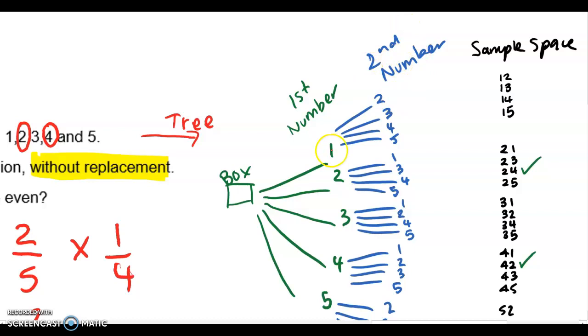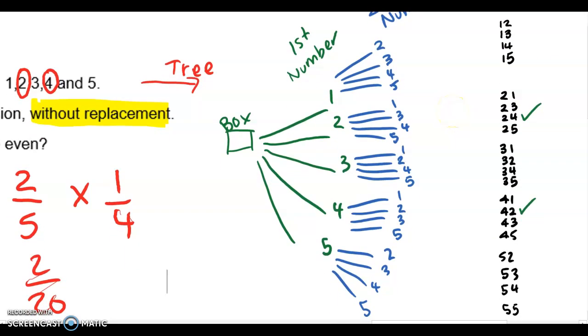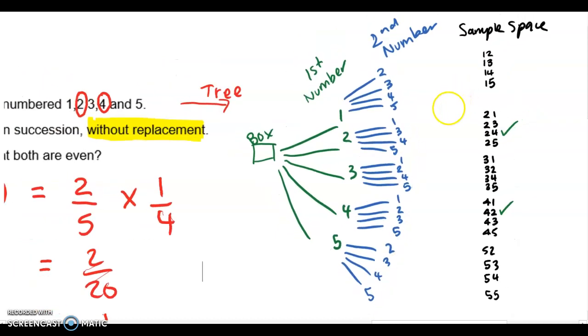So our second number is only going to have an option of 4. So if we've picked a 1 to start with, our second number for the 1 can only be 2, 3, 4, or 5. We go down, say for example, if we picked a 4, our second number can't include a 4, it could only be 1, 2, 3, and 5. And that's going to be the case for each one of those.